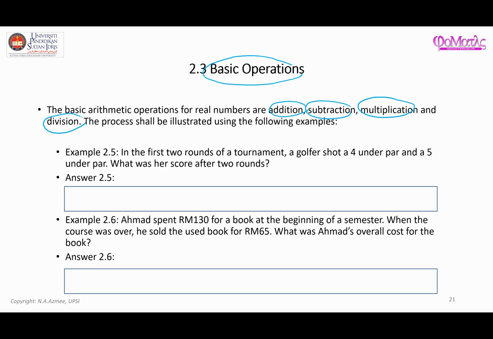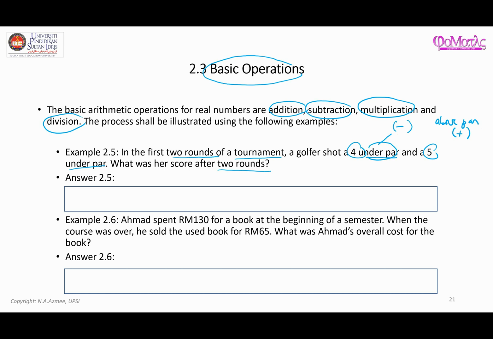The first example is about the first two rounds of a tournament, where a golfer shot a 4 under par and a 5 under par. So this is the value that he got. What was her score after two rounds? Usually when you have something that is under par or above par, you can represent under par using a negative sign. So when it is under par, you have the value of -4, and if it is above par, then you can have a value which has a positive sign.